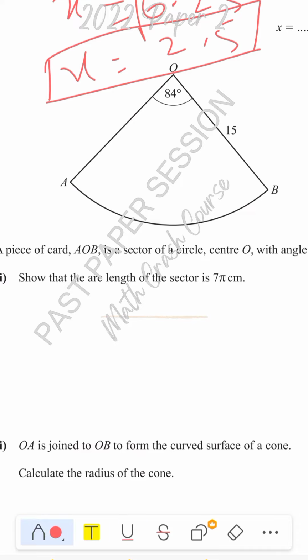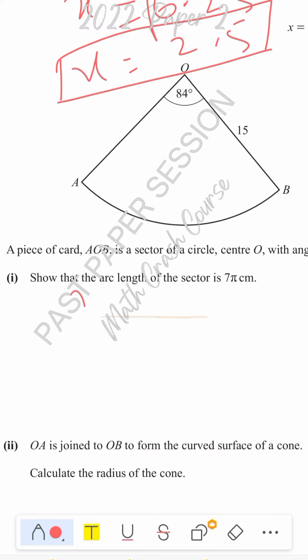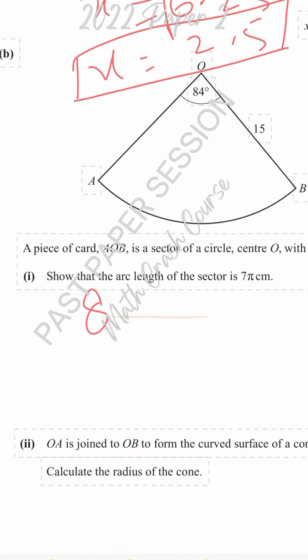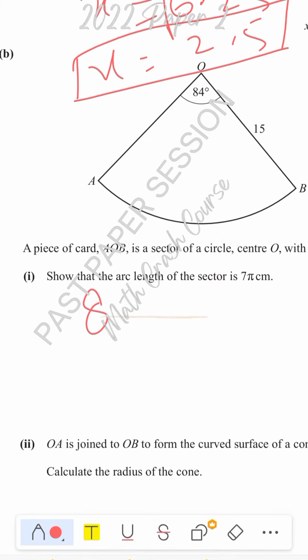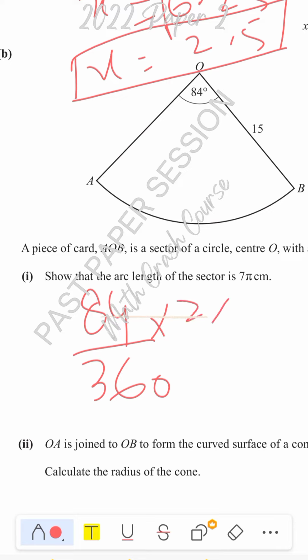The arc length of the sector is basically theta over 360, multiplied by 2 pi r. The theta that is given here is 84, so 84 divided by 360, multiplied by 2 pi r. We keep pi as it is because we are supposed to write the answer in the form of pi.